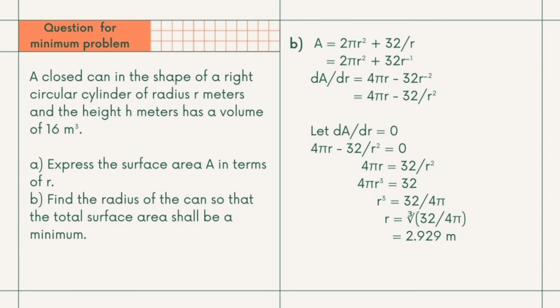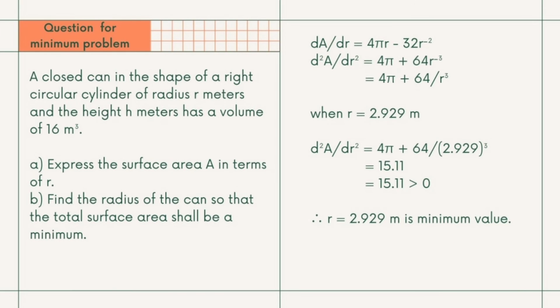First, we need to find the first derivative. So differentiate A equals 2 pi r square plus 32 over r into dA over dr. The answer will be 4 pi r minus 32 over r square. Let the first derivative, which is dA over dr, equal 0, which means 4 pi r minus 32 over r square equals 0. And the answer will be r equals 2.929 meter.